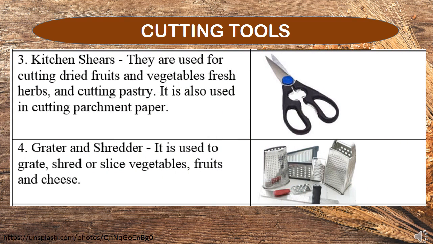Another cutting tool is the kitchen shears. They are used for cutting dried fruits and vegetables, fresh herbs, and cutting pastry. It is also used in cutting parchment paper. Grater and shredder. It is used to grate, shred, or slice vegetables, fruits, and cheese.